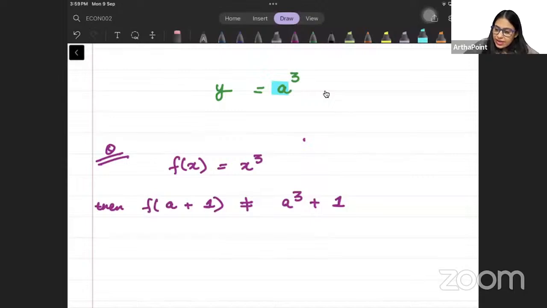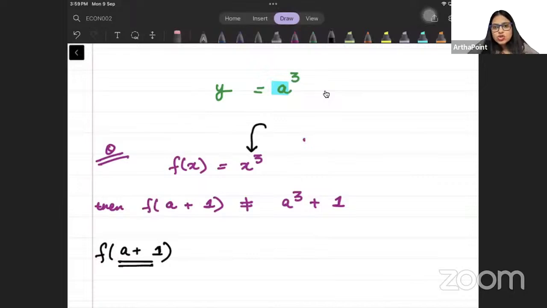When we are saying f of a plus 1, माने यहां पर x का वैल्यू a plus 1 है. X has to be replaced with a plus 1. So this will mean a plus 1 to the power 3.